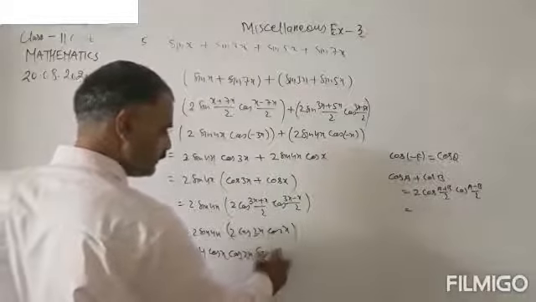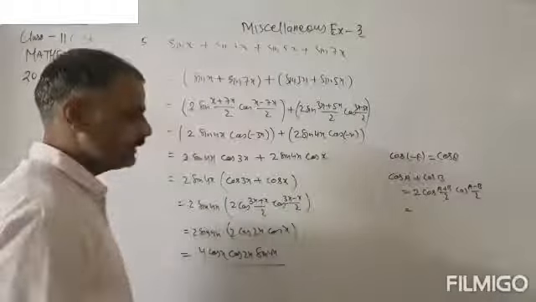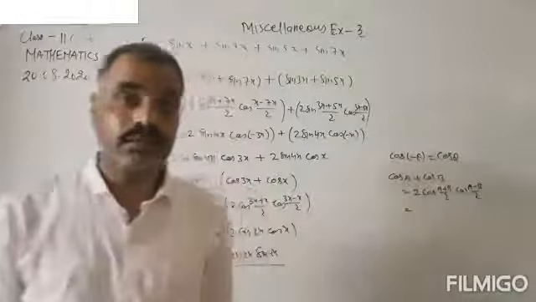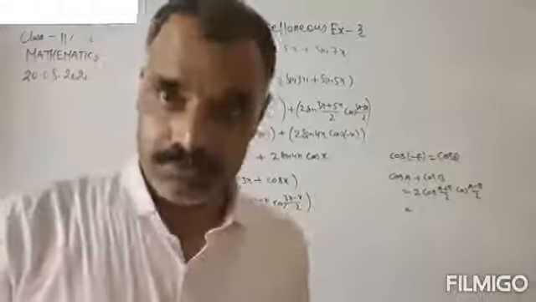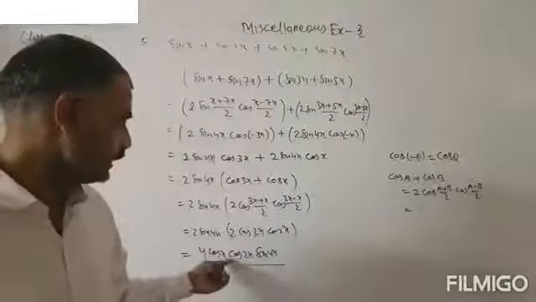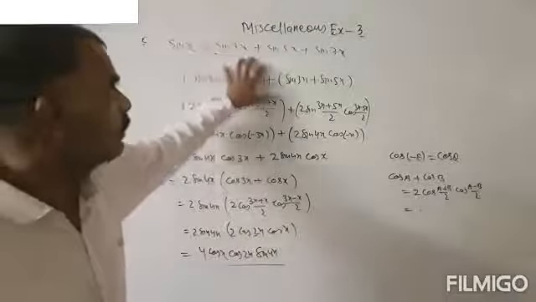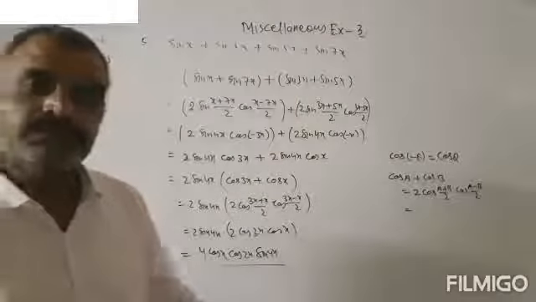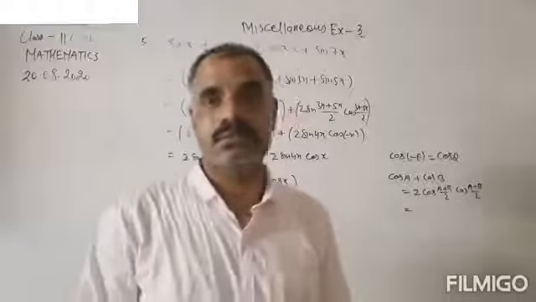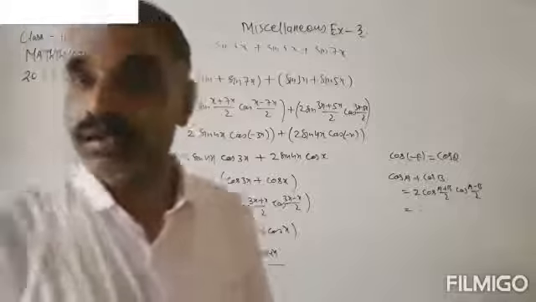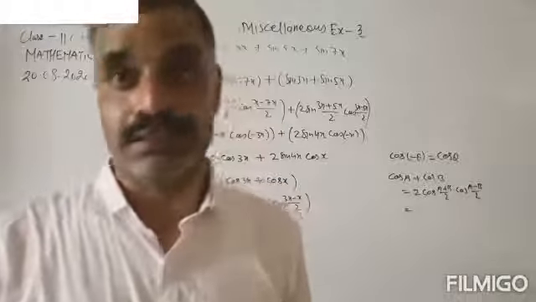After arranging the terms in order, we are having 4 cos x cos 2x sin 4x. So this is the solution, or what we wanted to prove is this. The proof of the given question number 5 is this.